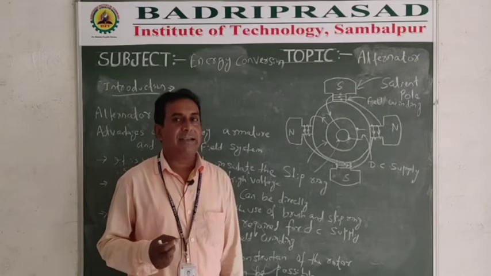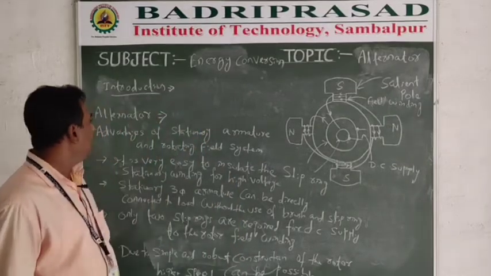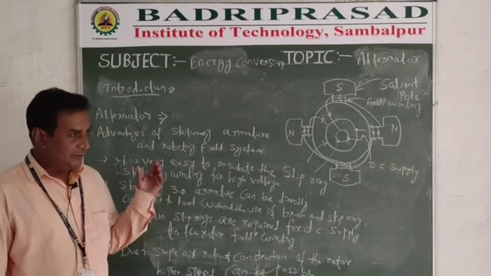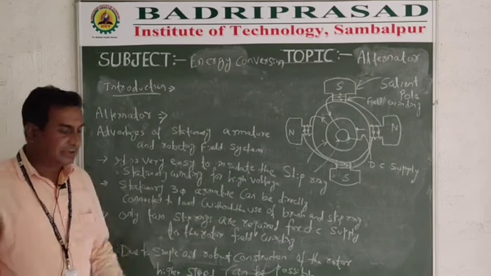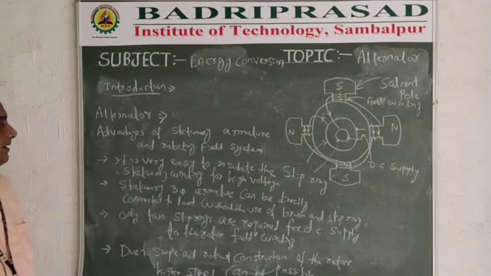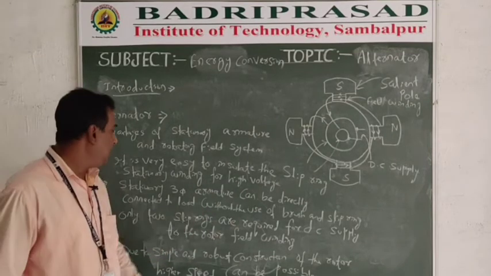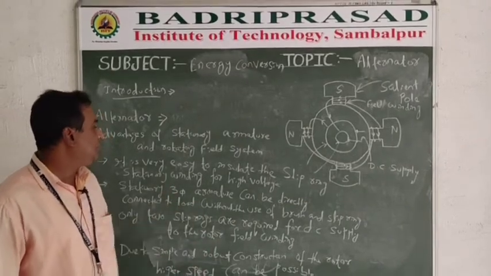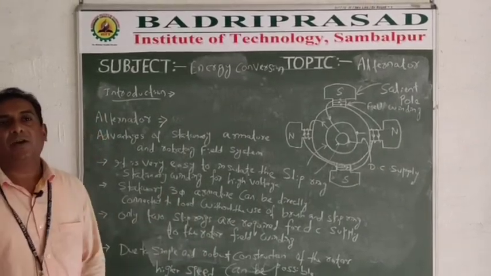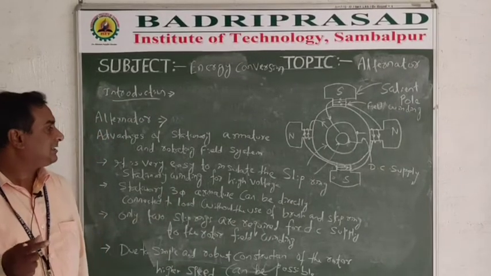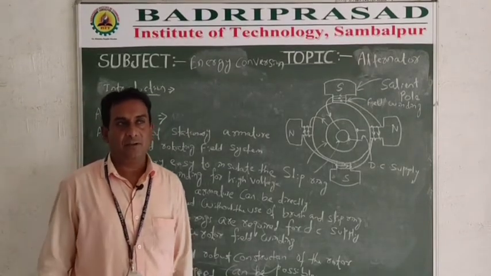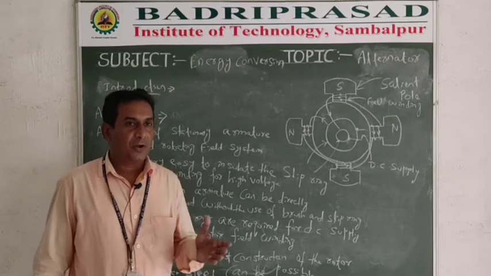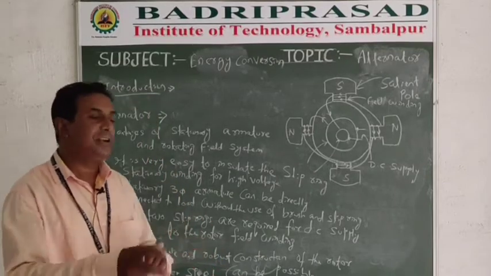So what are the advantages of a stationary armature and rotating field system? Here are the advantages. The first advantage is that it is very easy to insulate the stationary winding for high voltage. In high voltage, it is very easy to insulate the stationary winding, while it is very difficult for us to insulate the rotating parts.